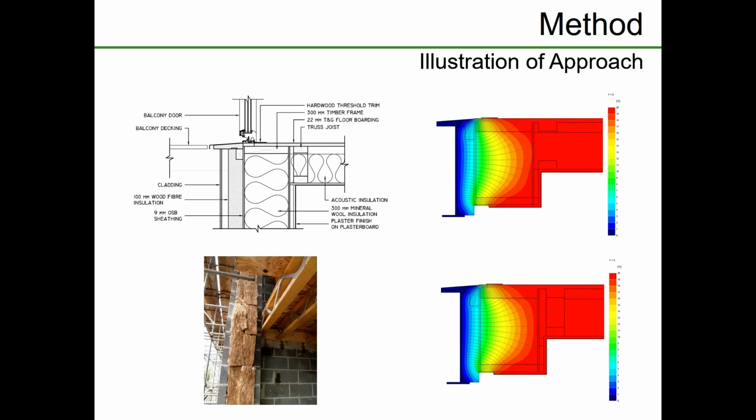Okay, the design showed insulation in the floor, acoustic insulation in the floor here, and it was supposed to go through the webbing of these truss joists. Obviously, you can't do that with a roll of insulation because the webbing's in the way. But that's what the design showed, so that's what we modelled.